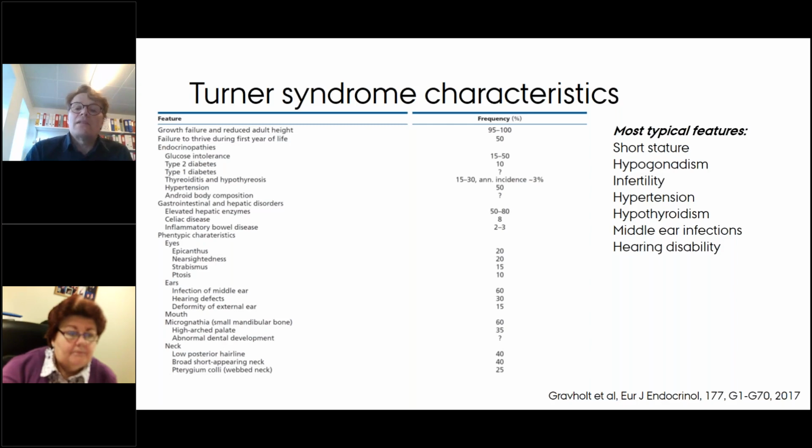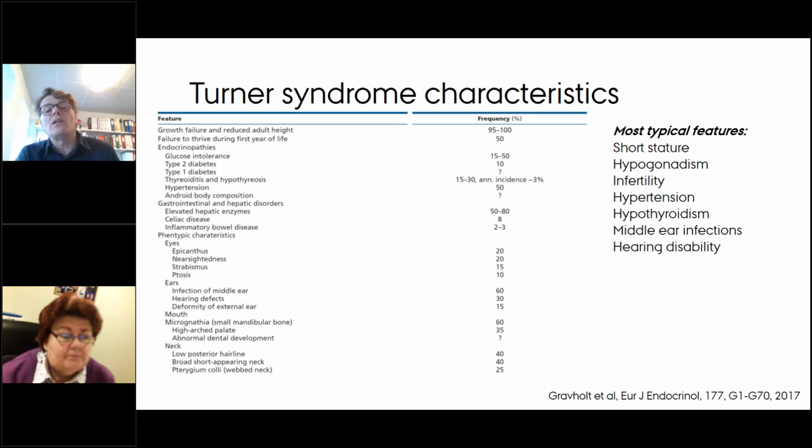And this is a slide that I took from the recent international guideline on Turner syndrome, and as you of course know, most typical characteristics are short stature, hypogonadism, infertility, perhaps hypertension, hypothyroidism, middle ear complications, and hearing disability. But really there are a lot of other characteristics that we see more frequently in Turner syndrome, and these are presented in the table here, and I'll not go through that in detail.